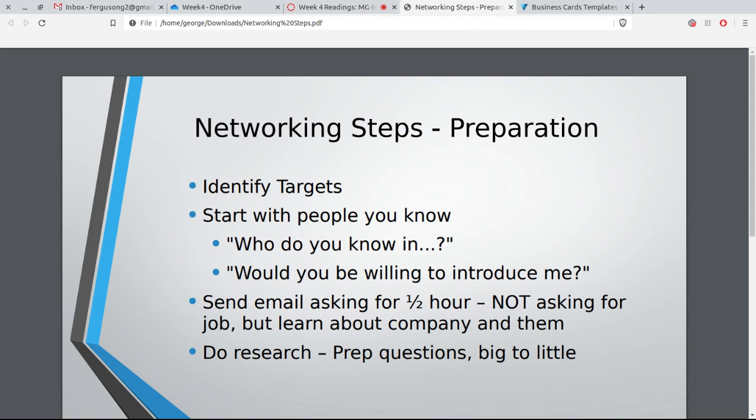The whole idea behind networking is developing relationships. Too many times, people have a tendency to think that networking is simply, I just want a job or something along those lines. No. The key here is to start developing relationships with people in various parts of your own organization and within other organizations.